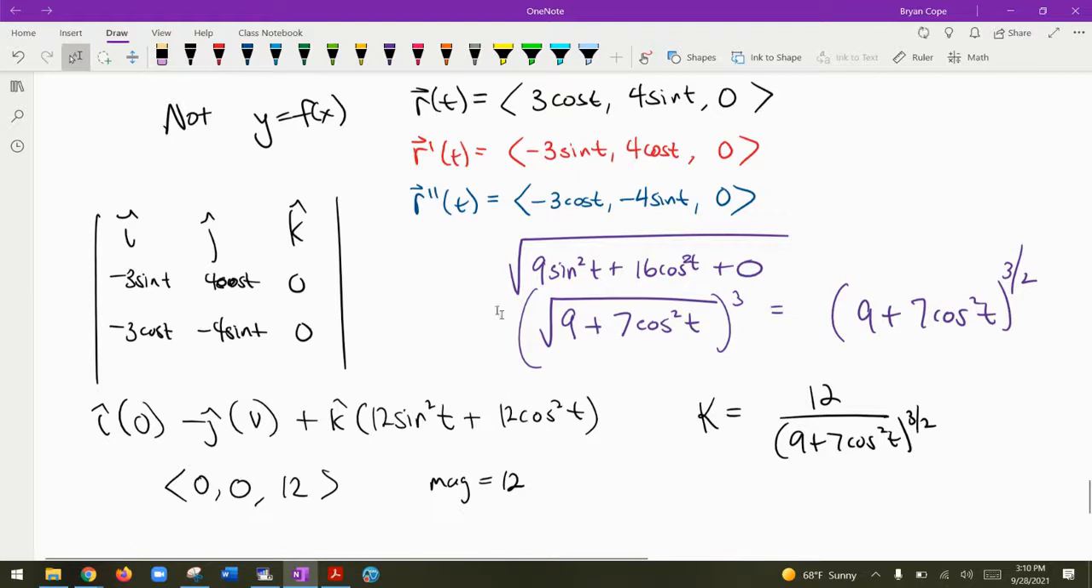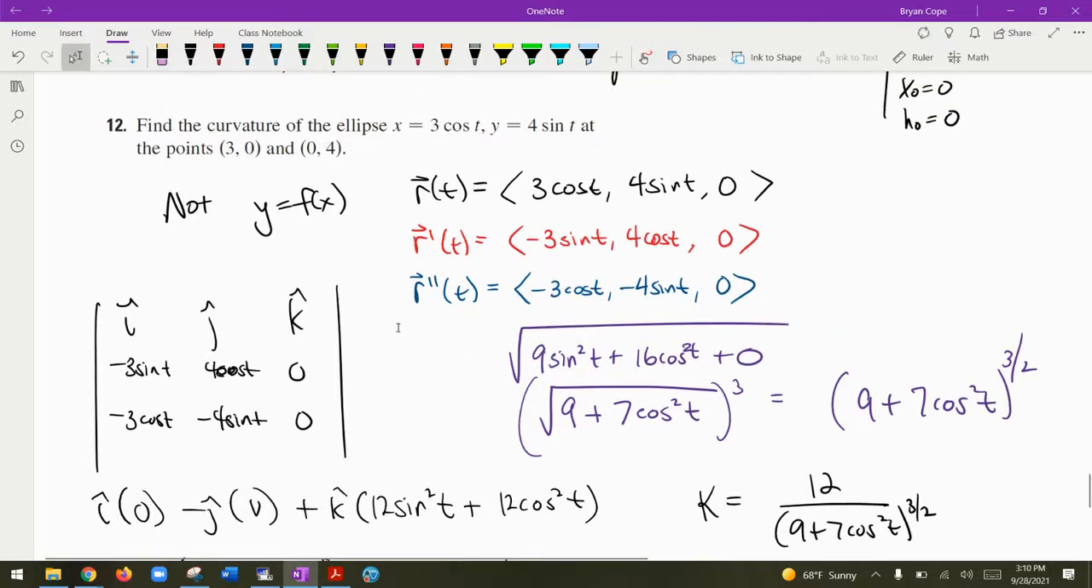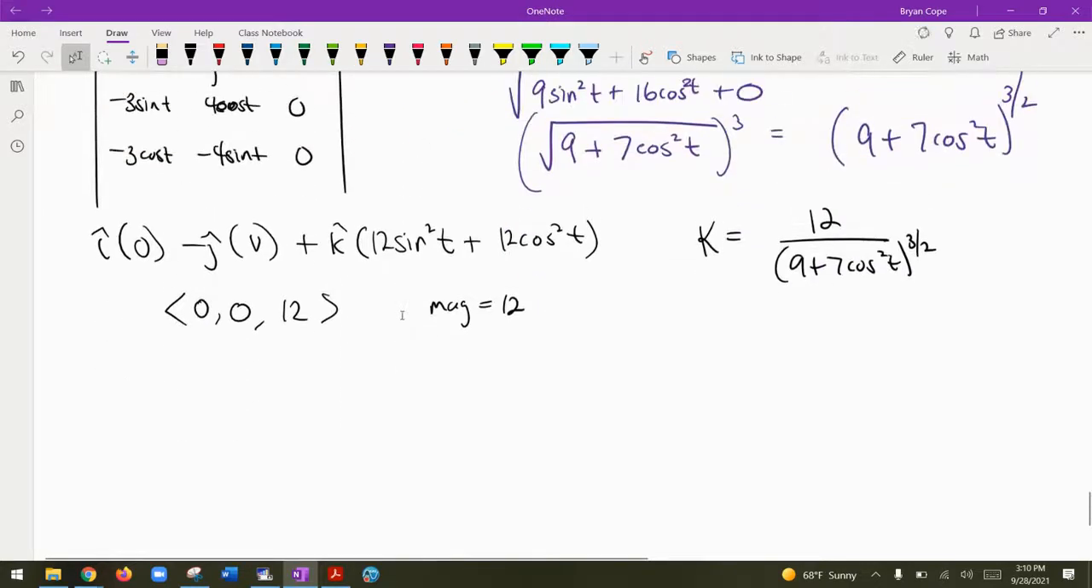I think we can do this whole thing without a calculator. We're asked to do this at the point (3, 0), which is when t equals 0, right? Because cosine of 0 is 1 and sine of 0 is 0. All right, so let's evaluate k when t is 0. That's 12 over 9 plus 7 to the 3/2, 16 to the 3/2, which is 64. Simplify that: 3 over 16.